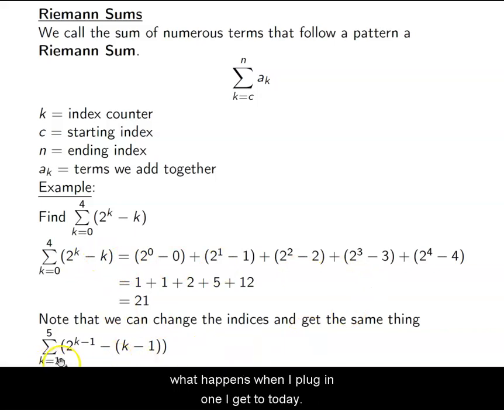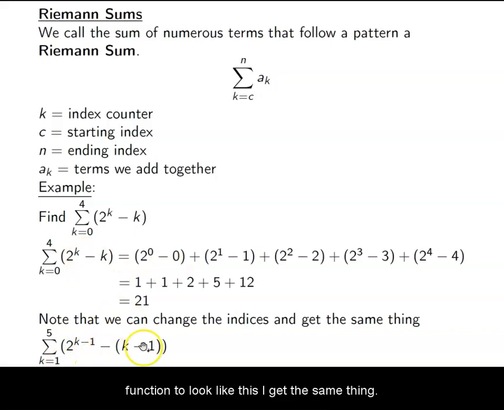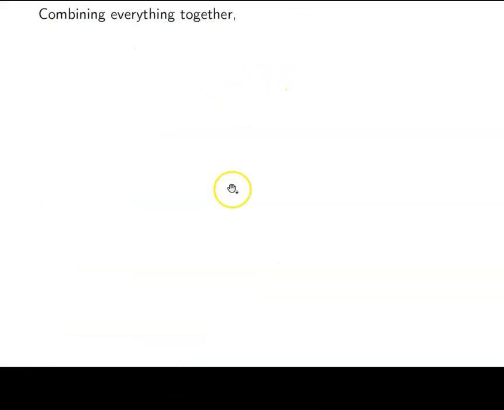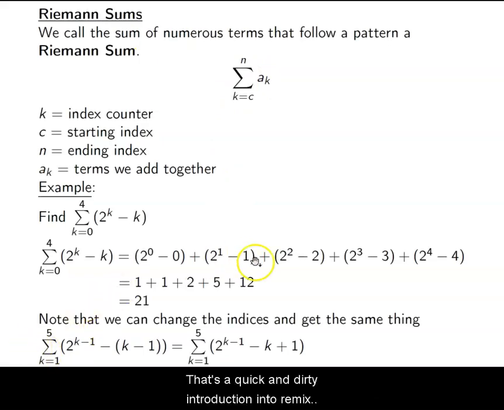What happens when I plug in 1? I get 2 to the 0, since 1 minus 1 is 0, right? So if I start at 1 and I change my inside function to look like this, I get the same thing out. When I plug in 2, I get 2 to the 2 minus 1, or 2 to the 1, minus 2 minus 1, right? So I get the exact same formula out by manipulating my starting value for my counter and manipulating the function inside of my Riemann sum. Okay. So that's our quick and dirty introduction into Riemann sums.